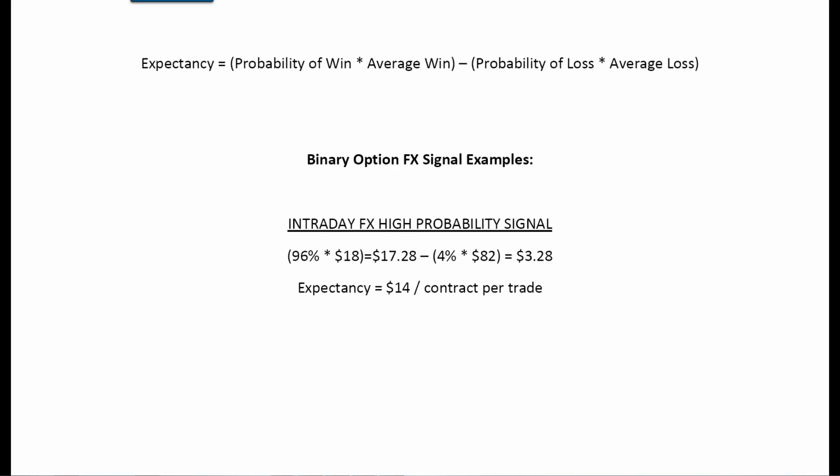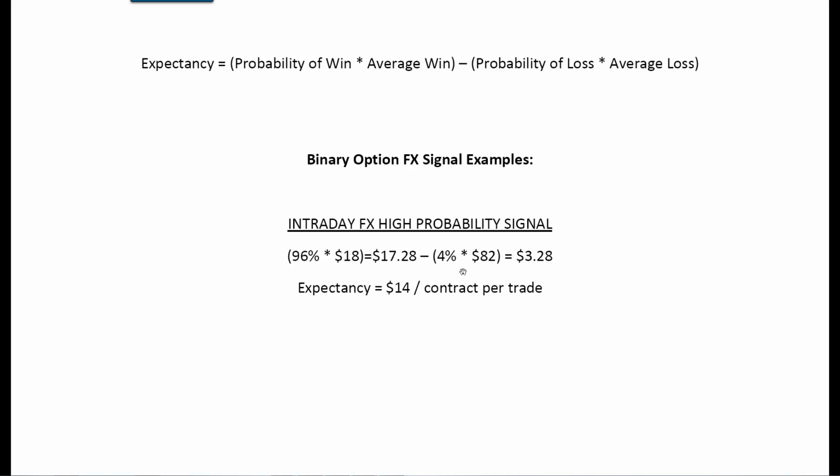Okay, so if we take the formula probability of a win with our intraday FX high probability signal, then we take the 96% of our average earnings of $18 a contract. During the day we'll call out, get such and such a trade at 15 or better, or 20 or better. It usually works out to be about an $18 capture over the long run. So our average win rate is 96%, our average capture is $18. So 96% of $18 is $17.28.